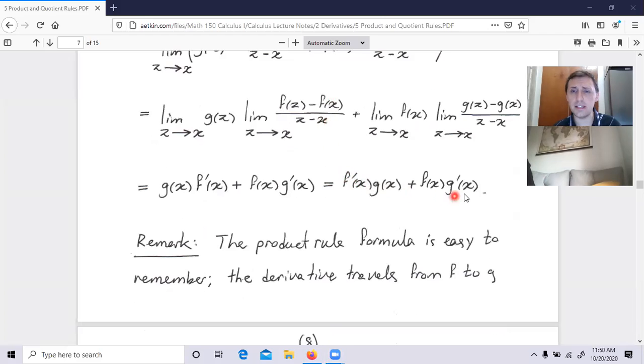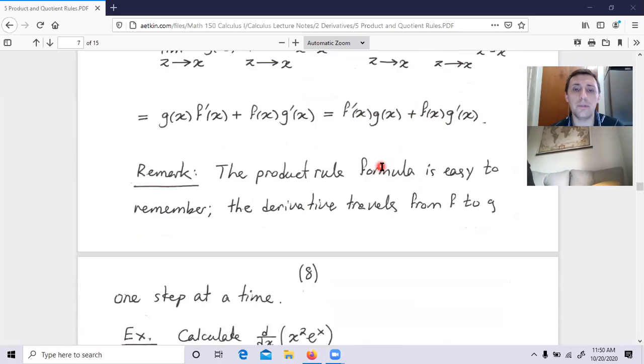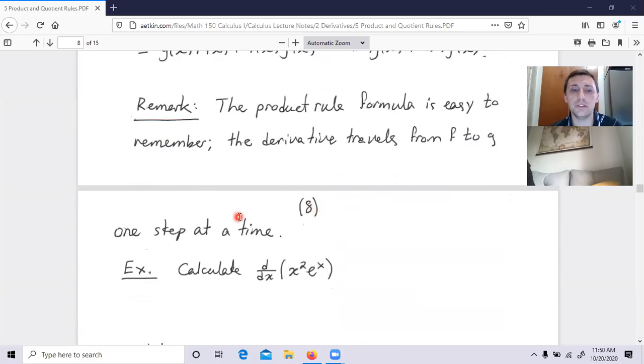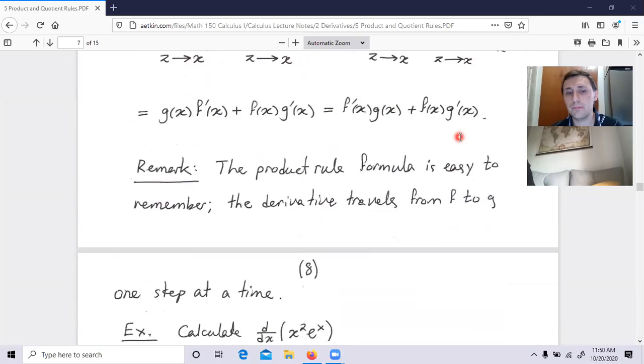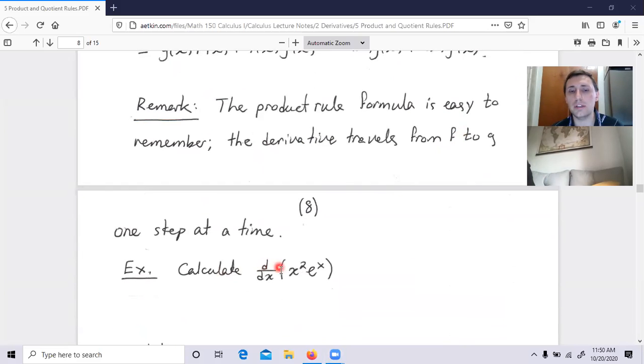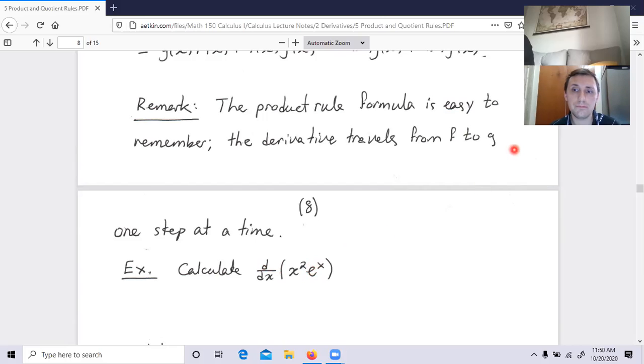So this is the derivative formula: F prime times G plus F times G prime. And this formula is very easy to remember. The derivative just travels from the first function to the next through addition. Now calculate the derivative of x squared times e to the x, please, and write in the comments.